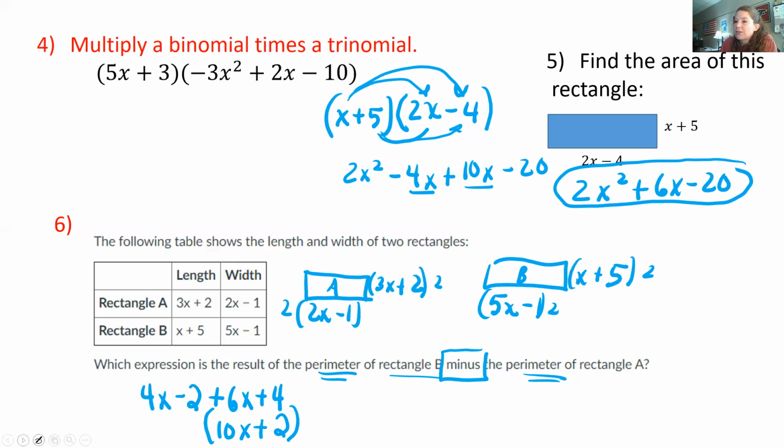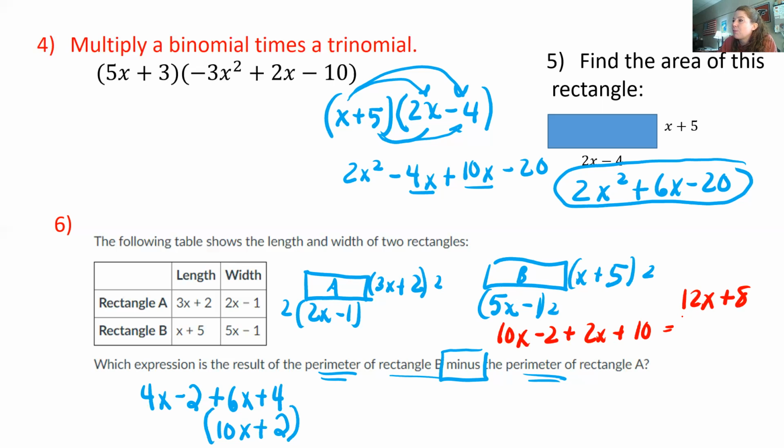So then we're going to double these over here for B. Let me change colors. All right, so 2 times 5x is 10x. 2 times -1 is -2. 2 times x is 2x, and then 5 times 2 is +10. So when we combine our like terms, we get 10x plus 2x is 12x, and then -2 plus 10 is 8.